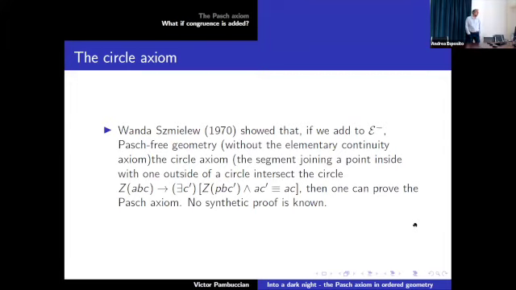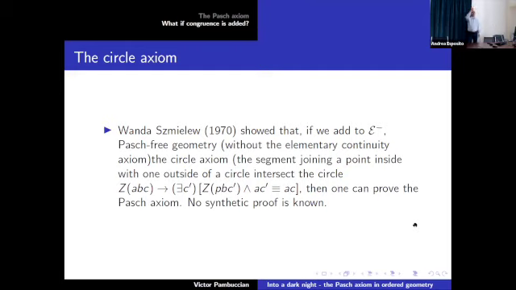So what happens if you put the circle axiom in? Remember, the Pasch axiom is a continuity statement of sorts. It says that if you're there and there, then this. Basically, if you want to go from a country to another one, you have to cross the border. But the border is a line.